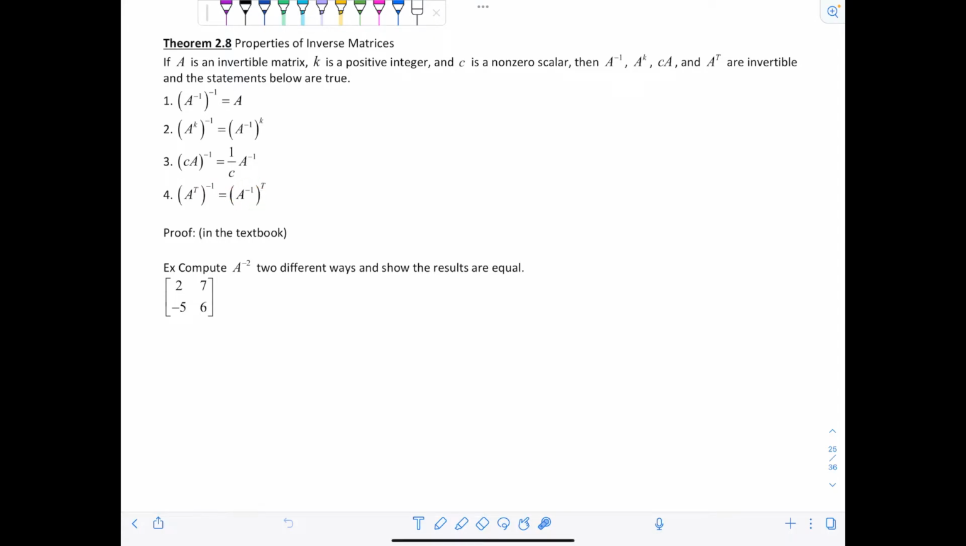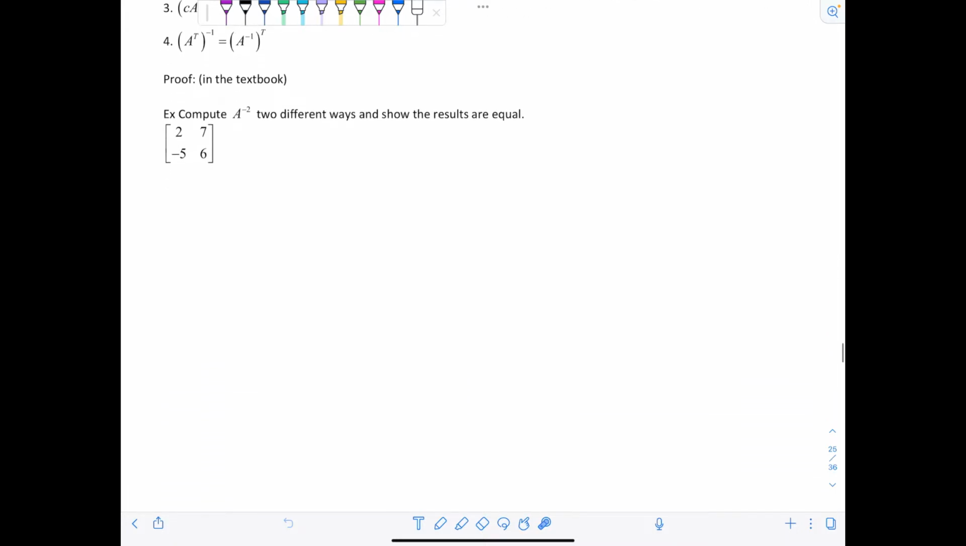Pretty cool. The proof of this is in the textbook, in most textbooks too, and we're going to just look at an example here where we compute A raised to the negative second power 2 different ways and show the results are equal. And we're going to show it for this little 2 by 2 cute matrix here, 2, 7, negative 5, 6. So how are we going to do that?